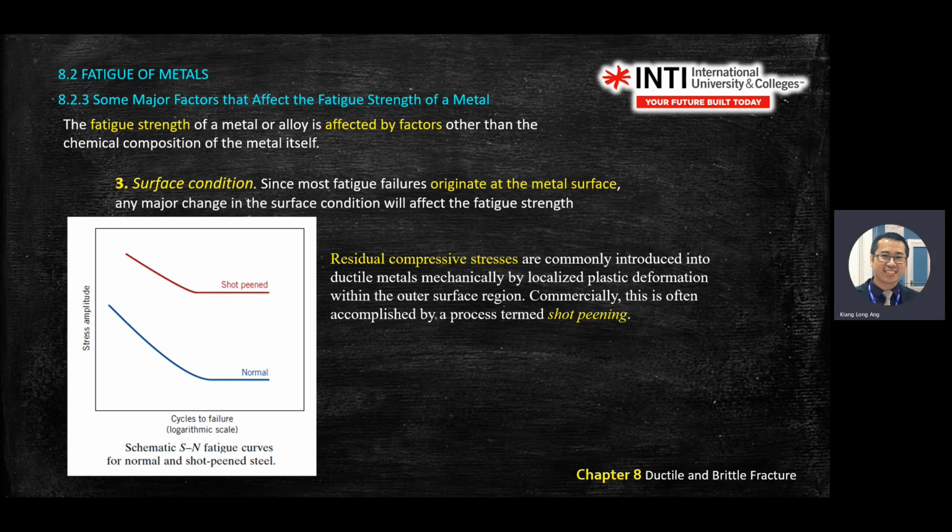This one is another graph. Stress amplitude and number of cycles of fatigue. This is normal. This is shot peening. Shot peening is how they do it in the industry, where they have a residual compressive stress introduced into the metal. So they do it by plastic deformation within the outer surface.